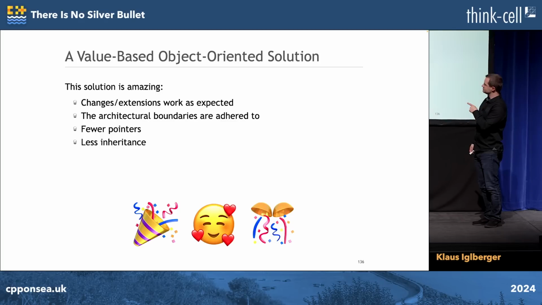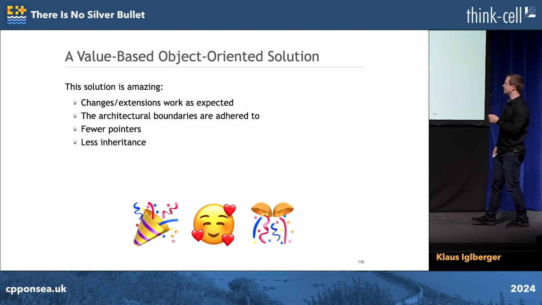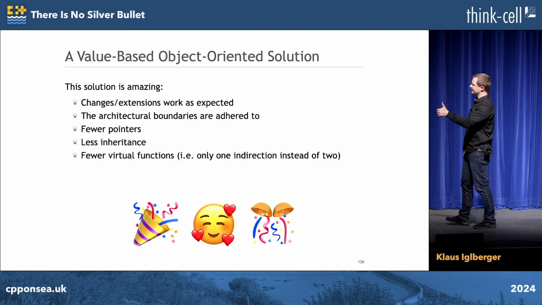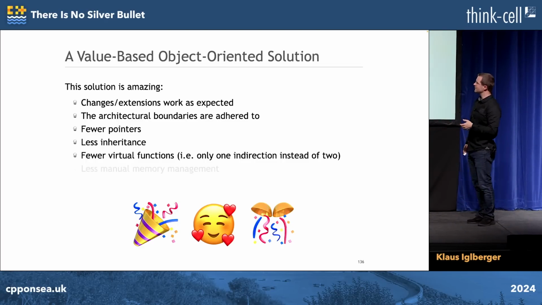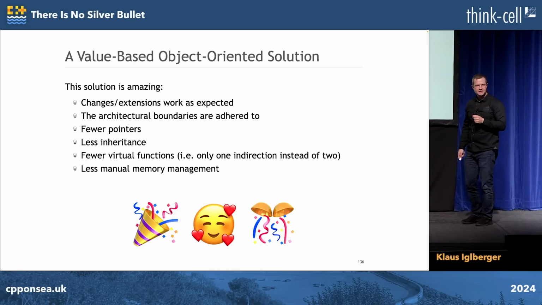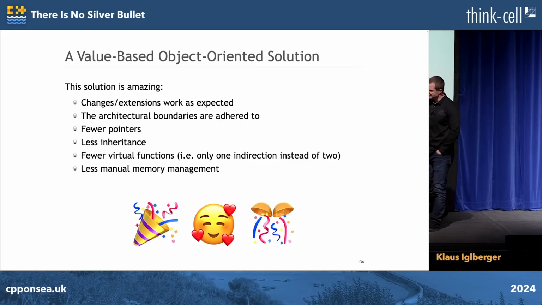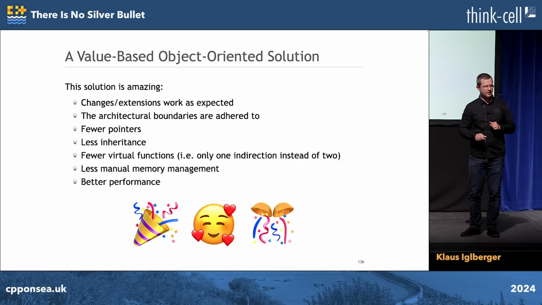Less inheritance. Again, very little outside, but inside, of course, there was one inheritance. Few virtual functions. Yes, again, internally there was one, but not outside, therefore simple. And it has way less memory management. No unique pointers, no shared pointers. We don't need that. And again, perhaps as a little extra, this might have better performance.